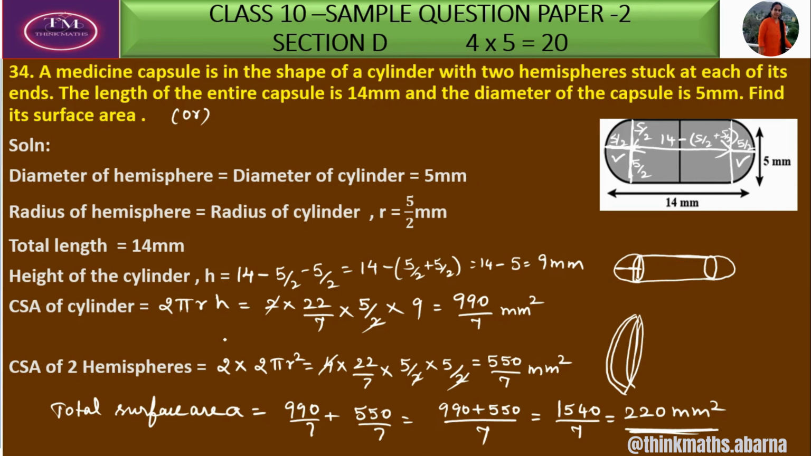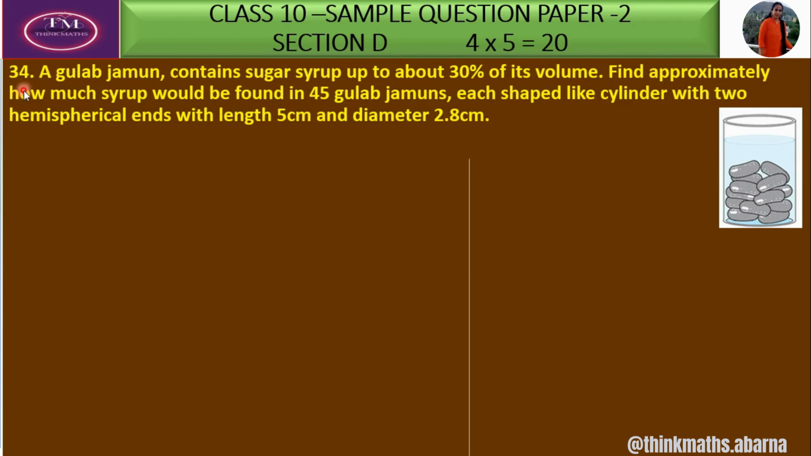Okay, children? So moving on to the next problem. A gulab jamun contains sugar syrup up to 30% of its volume. Find approximately how much syrup should be found in 45 gulab jamuns, each shaped like a cylinder with two hemispherical ends, with length 5 centimeter and diameter 2.8 centimeter.